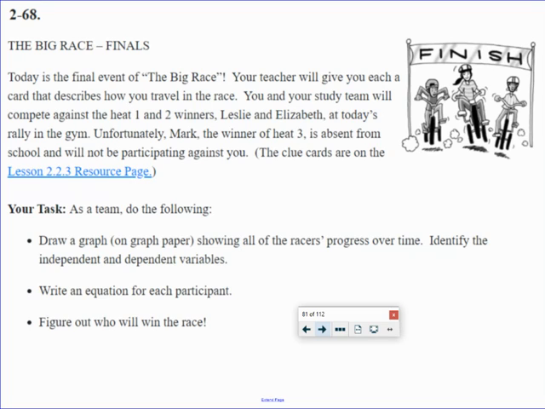In this assignment, I did include the Resource 2.2.3 resource page. You don't have to print it out, you can just bring it up. On that, it gives you the clues of all the people competing in this race. What you are going to do is select one of the competitors before you do the actual work. So there's A, B, C, and D. You're going to pick one of those competitors and assume their role.